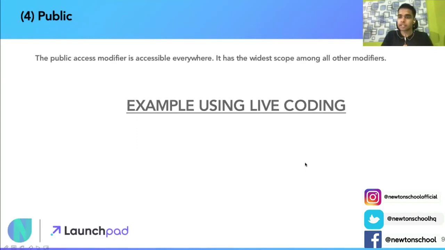The last type of access modifier is public. The public access modifier is accessible everywhere and has the widest scope among all the modifiers. So it can be accessed inside the class, outside the class, inside the package, outside the package, with the subchild class or without the subchild class. In any case it can be accessed. Let's see with an example.